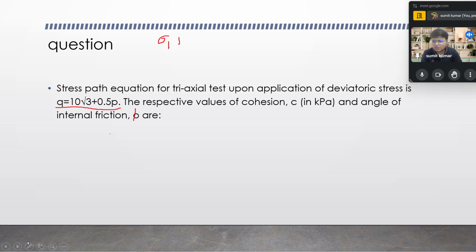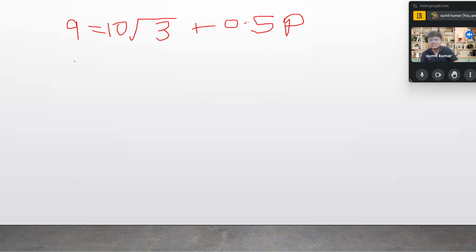Okay. So first of all, the question states that Q equal to 10 root 3 plus 0.5 p. So I will solve over here. Q equal to 10 root 3 plus 0.5 p. This is the last question for today, and with this we will end today's session by solving this, because I have explained this, but the solution has some confusing things, so I try to solve it on my own.